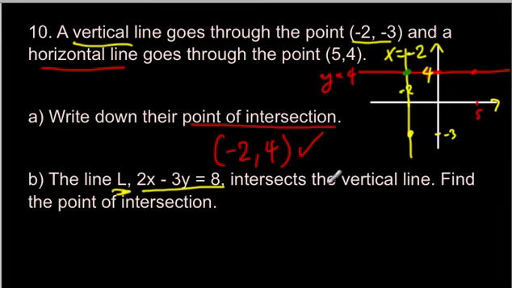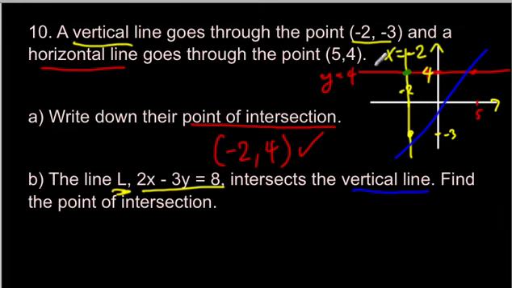So anyways, it intersects with a vertical line. Find the point of intersection. So the line L, I'll just use a different color. The line L is really just any line. I think it really looks like this. So it's a line that looks like that. And it intersects with the vertical line, and it says over here, find the point of intersection.